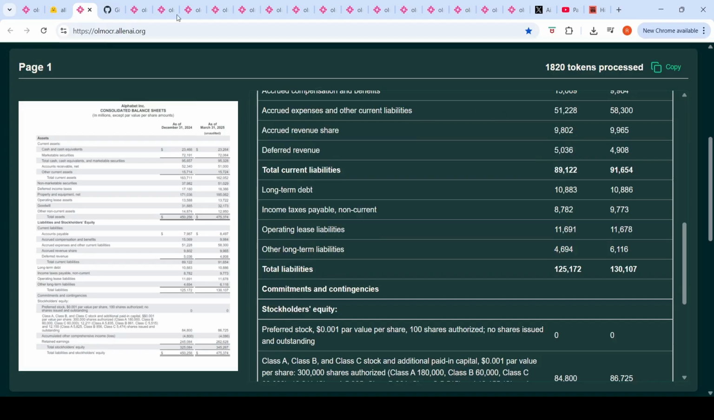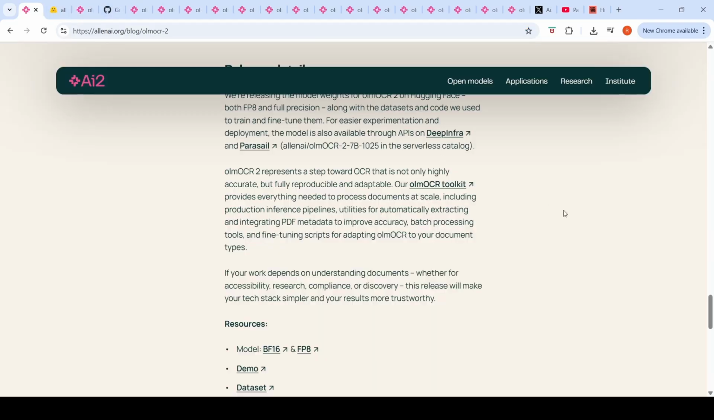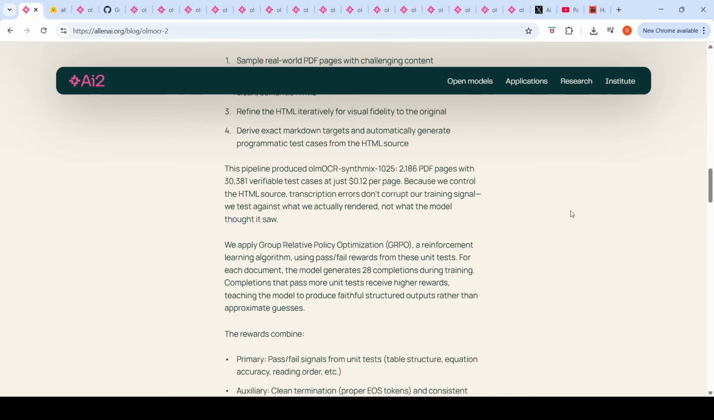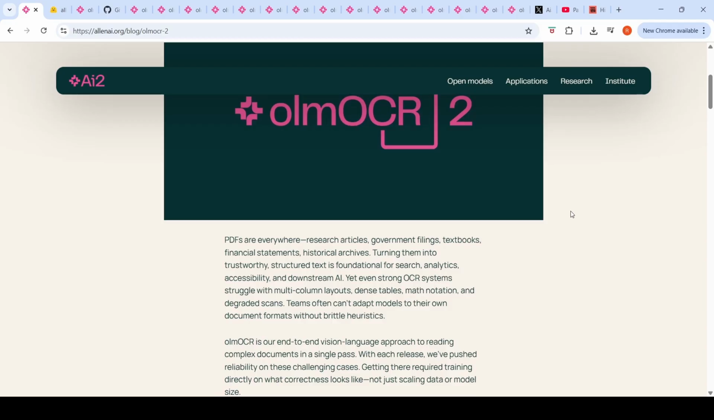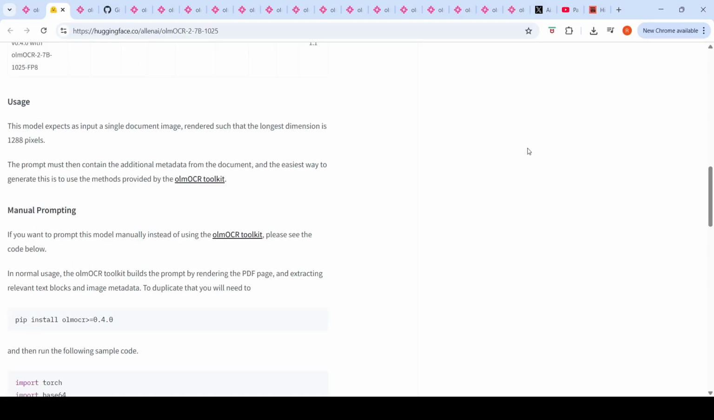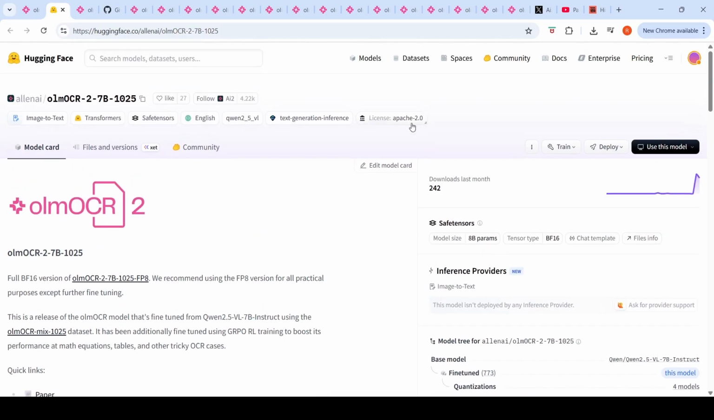Okay. So this is a short video on olmOCR 2, an interesting new release from Allen AI, an updated version of their olmOCR model. This is open weights. You can use it for commercial purposes. It comes with an Apache 2.0 license.